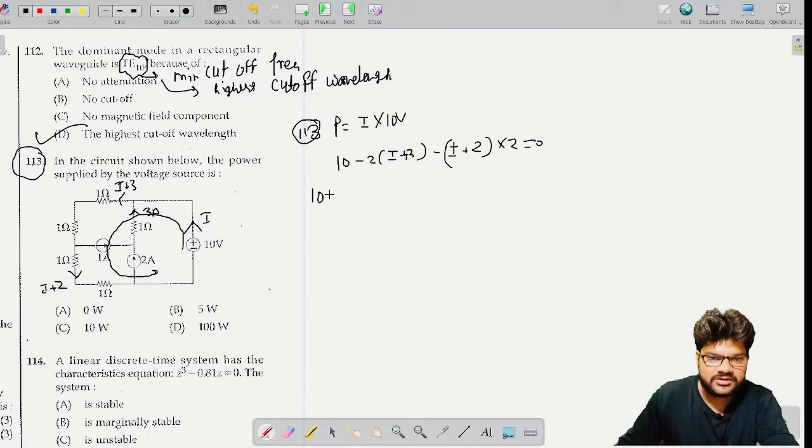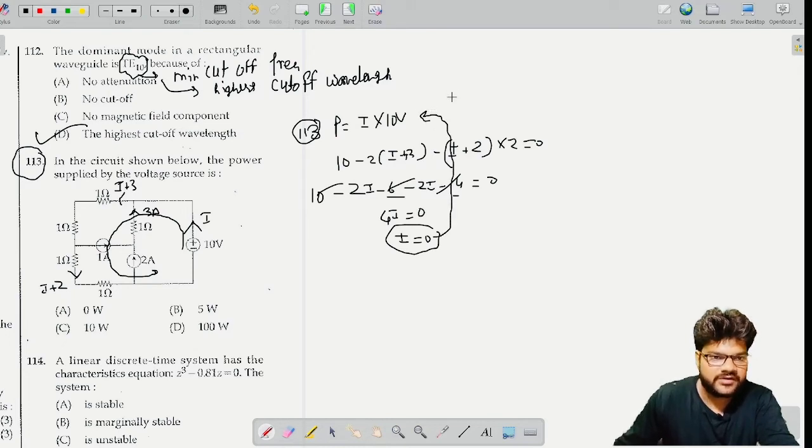So let us write 10 minus 2I minus 6 and minus 2I minus 4. So 6 and 4 make 10, this 10 will be cancelled out, then this 4I is going to be 0. So I will come out to be 0. If I is 0, then the power delivered or power supplied is going to be 0. So the correct option will be A.